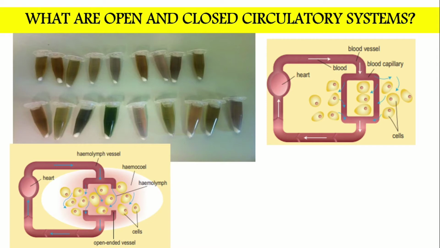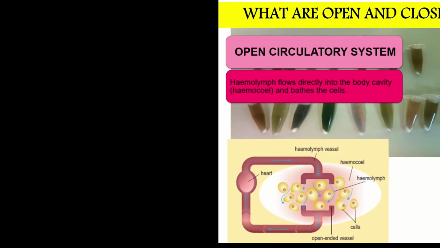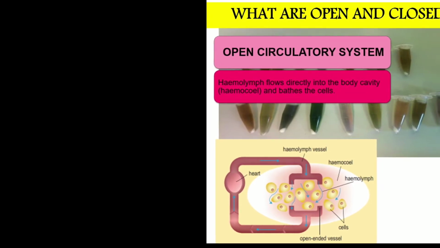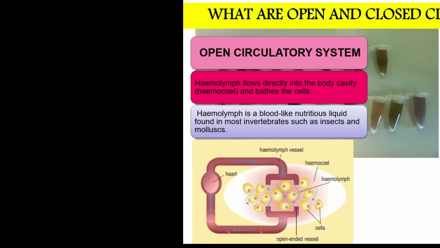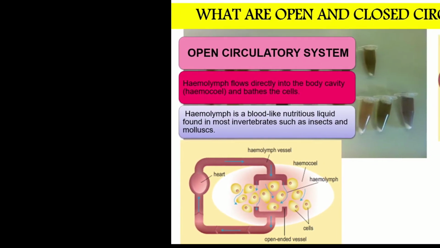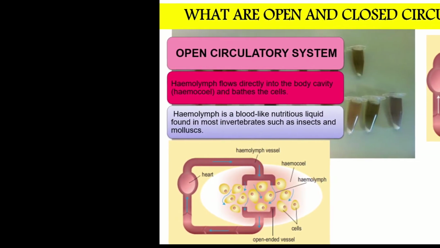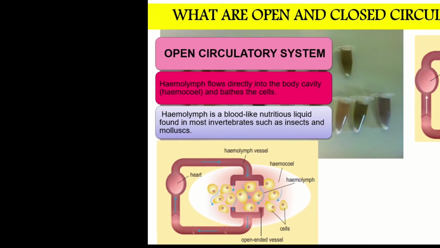So what are the open and closed circulatory systems? Open circulatory system: the hemolymph will flow directly into the body cavity or hemocoel and bathe the cells. The hemolymph is a blood-like nutritious liquid and basically we can find it in insects and also molluscs.